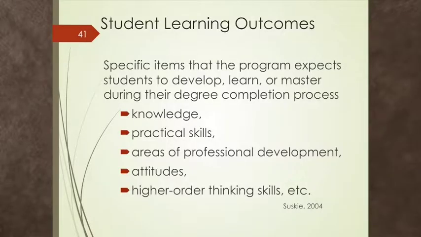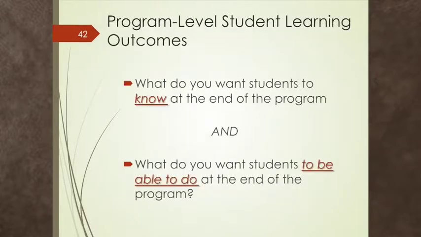So let's look at some learning outcomes. They are specific items that a program expects a student to develop, learn, or master during their degree completion process, and they include those classic 5 areas. This is yet another author in the world of student learning outcomes assessment. They establish at the program level what you want students to know at the end of the program and what you want them to be able to do at the end of the program.